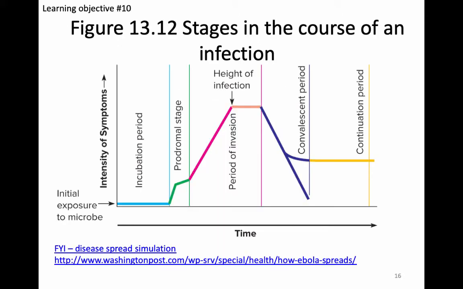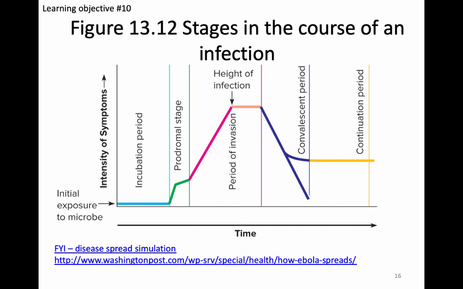The stages of an infection are listed in this figure. So if a microbe gets established in a host and causes an infection, we have a period where there is no symptoms or signs. This is called the incubation period. And in this period, the microbe is getting established in the host. During the prodromal stage, there are mild symptoms and the host is starting to feel ill. The microbe is increasing in number inside the host. During the period of invasion, we reach the height of infections where symptoms are the worst. Microbe numbers are also likely the highest.